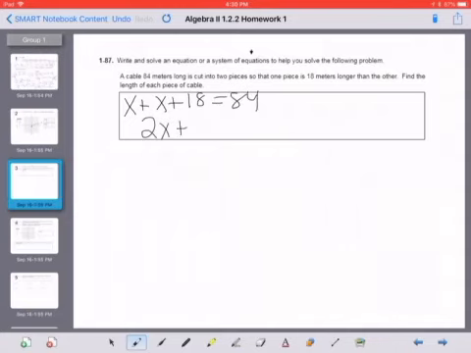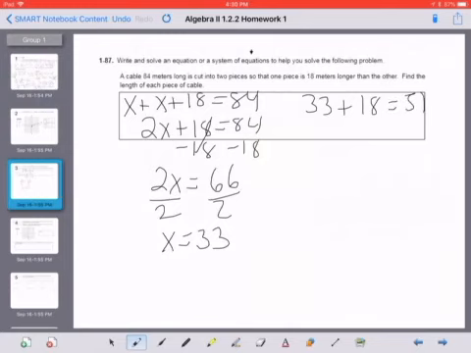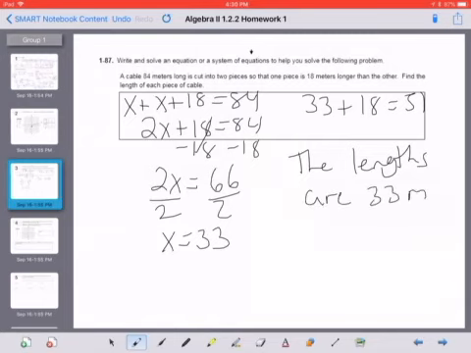So I got 2x plus 18 equals 84, minus 18, 2x equals 66. So then I know that one of my pieces is going to be 33. So then I do 33 plus 18, which equals 51. So I know the lengths are 33 meters and 51 meters.